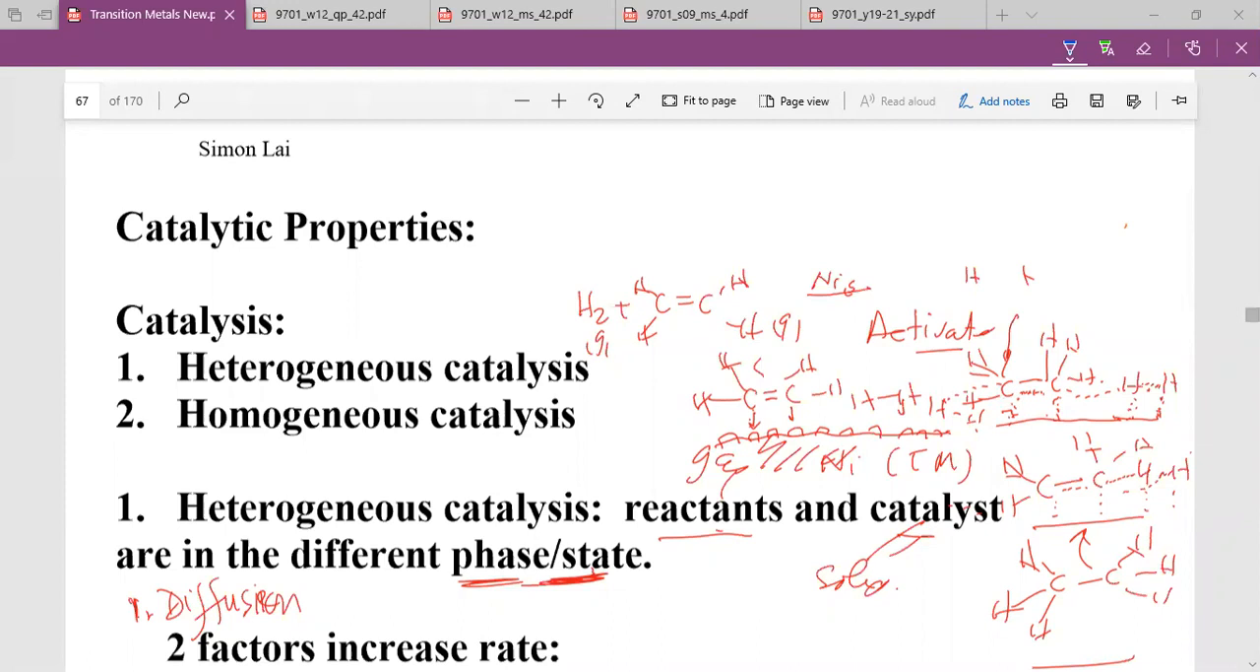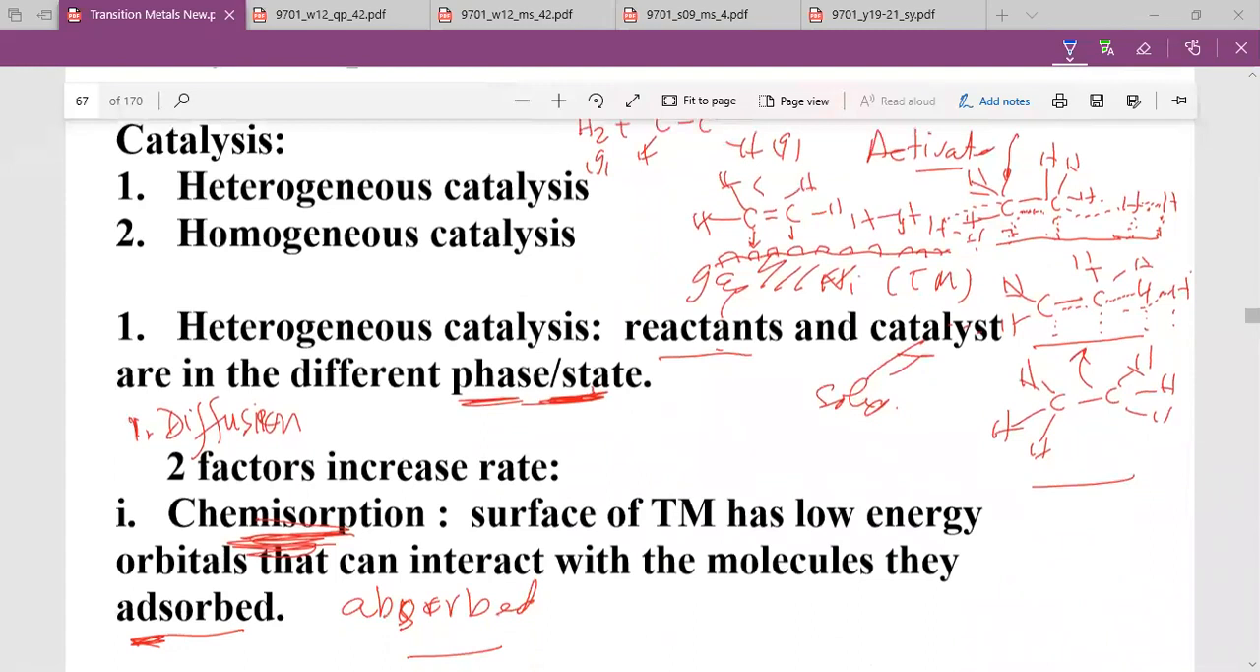Very frequently asked. The heterogeneous is, remember, the reactants and the catalysts are in different phase, or state. Hetero means like heterosexual, different, isn't it? Different phase. Normally the catalyst is solid, and the reactants are normally a gas.